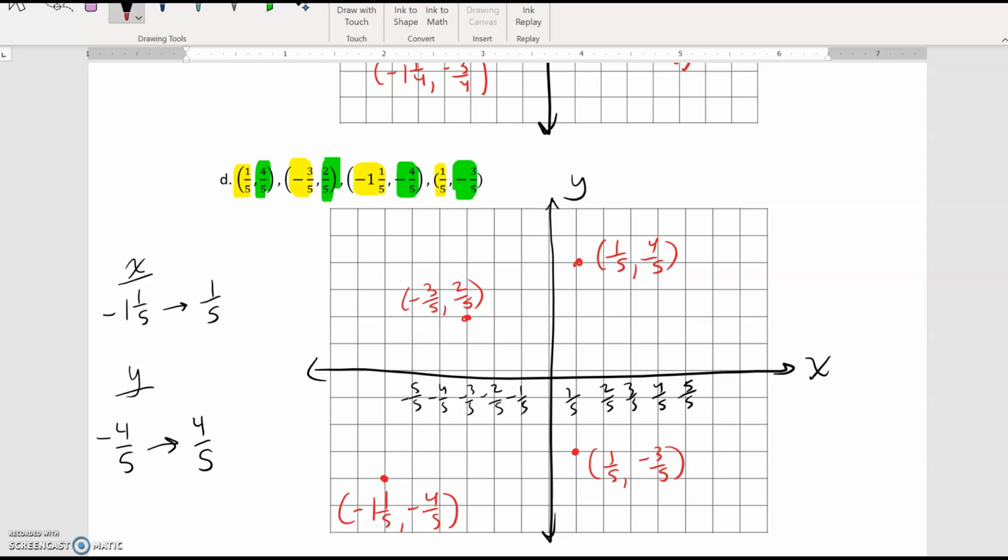And you see here, I plotted my points using units of fifths to help me find my locations for my ordered pairs.